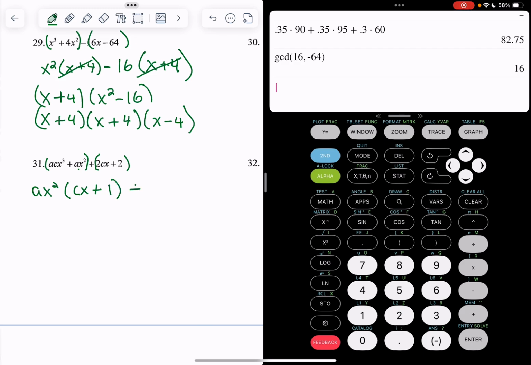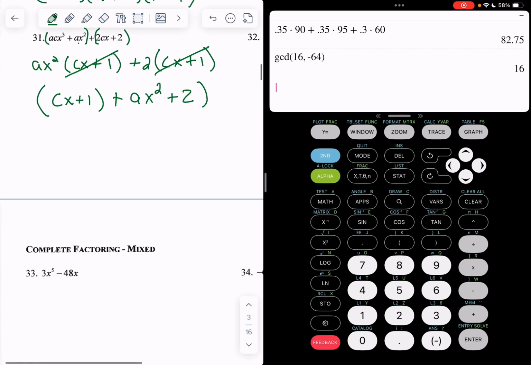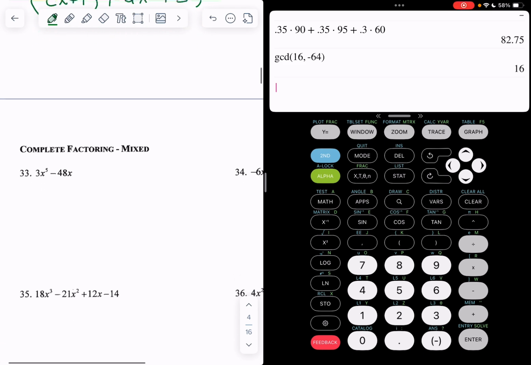Right? And then on the other side, there's just the common factor of 2. And we have cx plus 1. So this is one of the factors, cx plus 1. And the other one would be ax squared plus 2. Okay? Let's continue. Let's do some factoring completely.